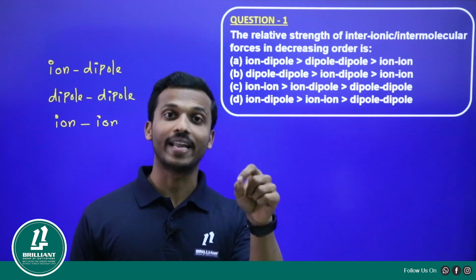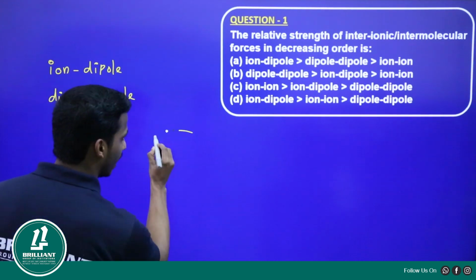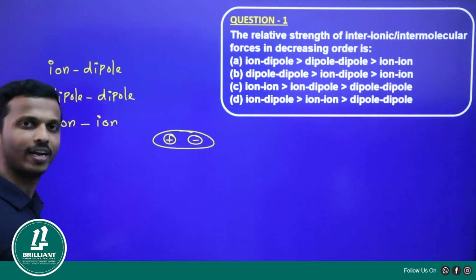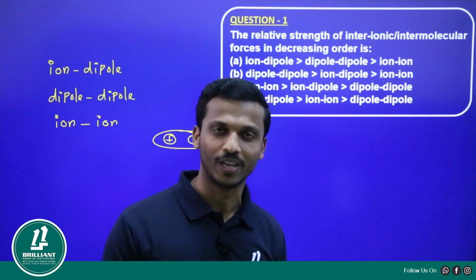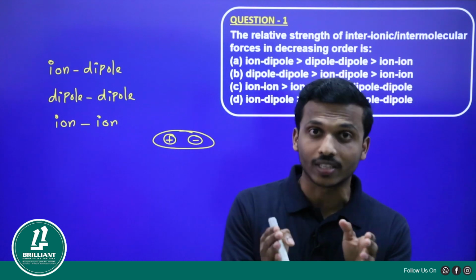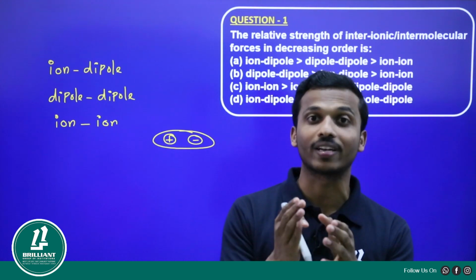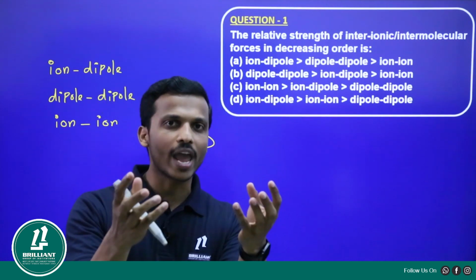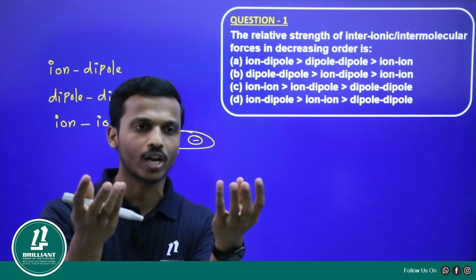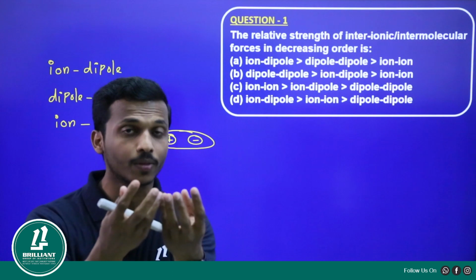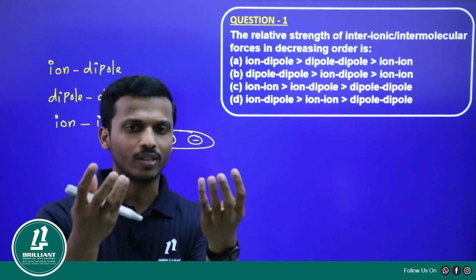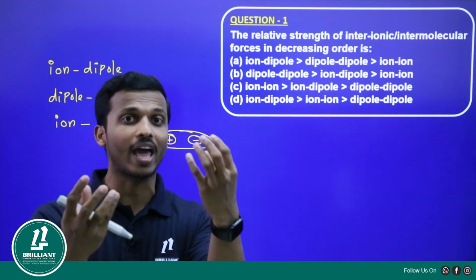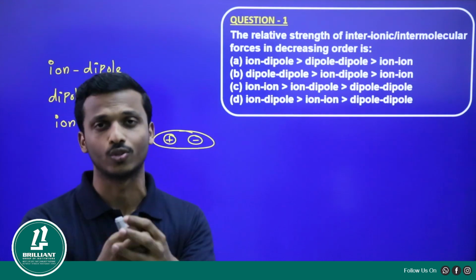Coming to a dipole, what is a dipole? You know very well, dipoles are charge separated. They have partial charges, and if they have partial charges, their magnitude of attraction also decreases. So between two ions, which are fully charged, the interaction will be very great. Between an ion and a dipole, it will be a little lesser than ion and ion. And dipole and dipole is a very weak force of attraction.